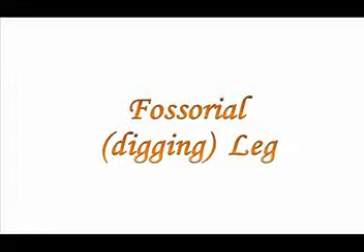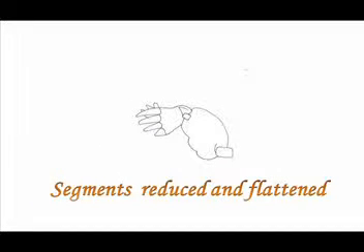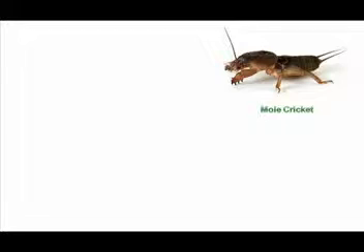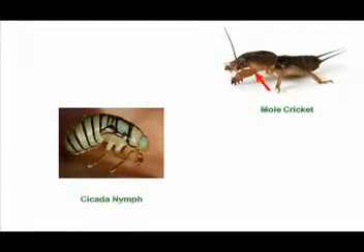Fossorial leg. In fossorial leg, segments are reduced and flattened to become strong for digging. The tibia has finger-like projections on the apex. The tarsus also has three finger-like processes which are seen below the tibia. For example, forelegs of mole cricket and cicada nymph are fossorial.